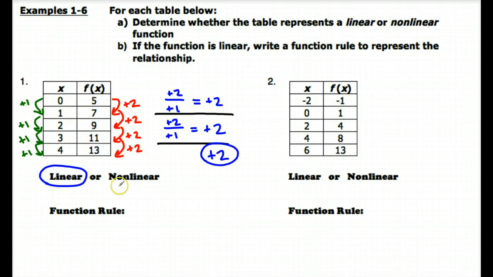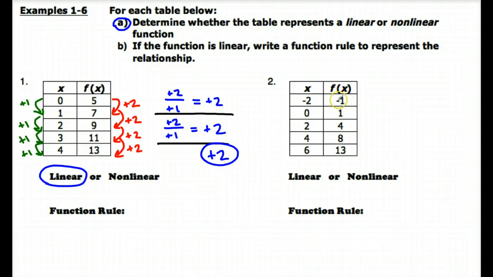Here in a second we're going to go back and talk about how to write the function rule for each of our linear functions, but for right now I just want to focus on part A here, determining whether or not each table represents a linear or nonlinear function. So let's look at number 2 now and do the same exact thing.